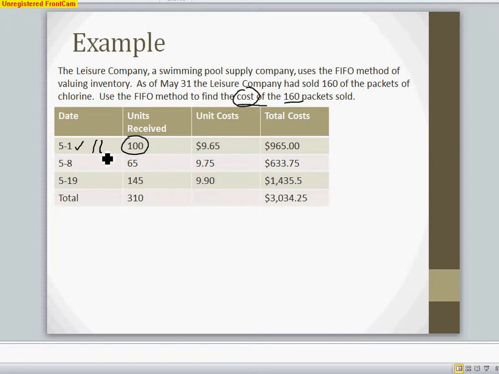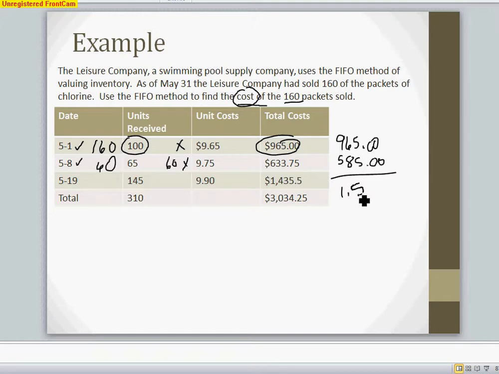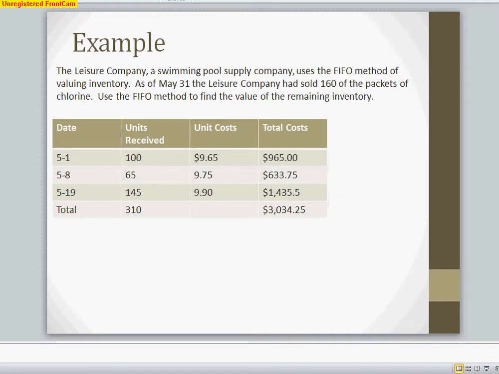So they sold 160. That means they sold all of these 100. So 100 times $9.65 is the $965. There's still 60 left, right? That means the 60 came out of the May 8th inventory. So this 60 times $9.75 is $585. That's all the 160 that they sold. Add those together. The value of the inventory that they sold, meaning my cost as the owner, was $1,550.